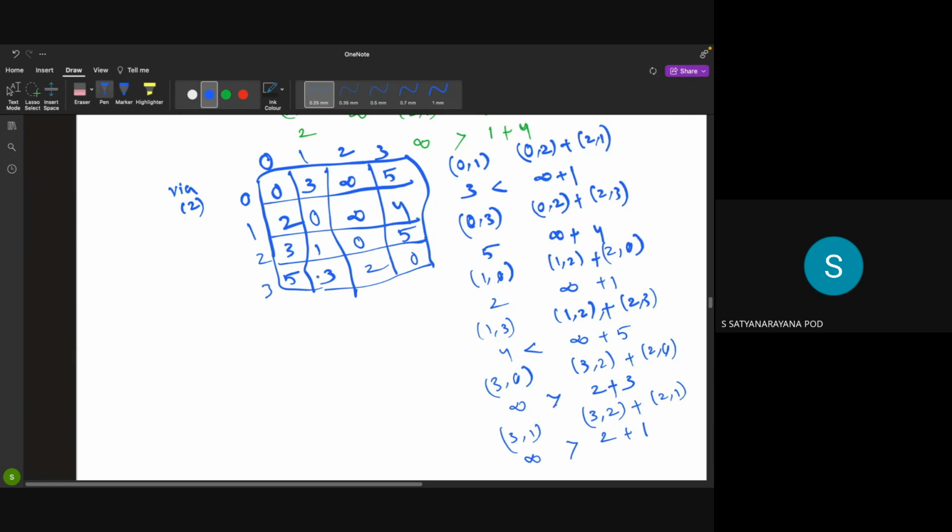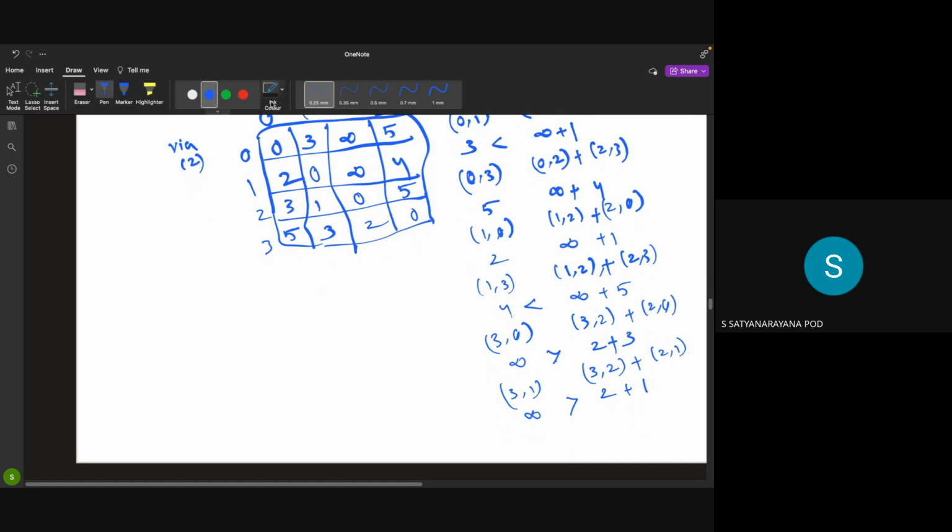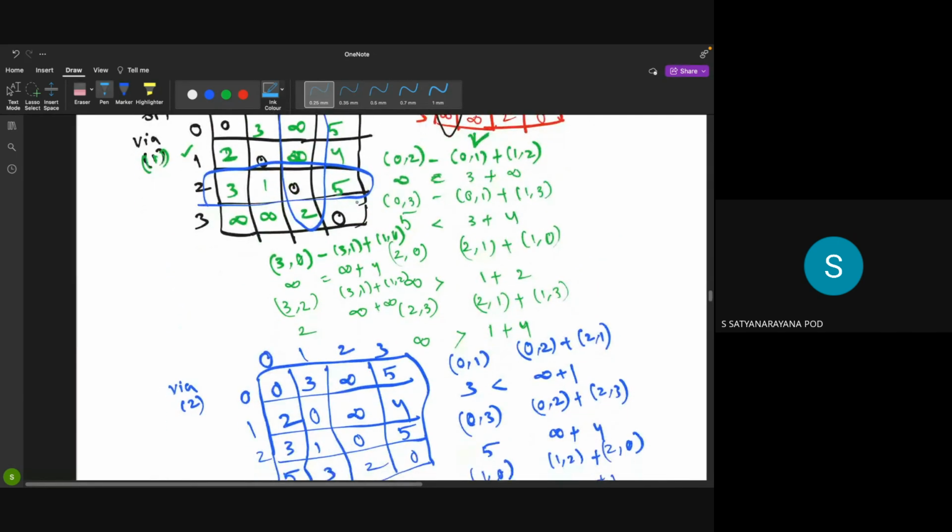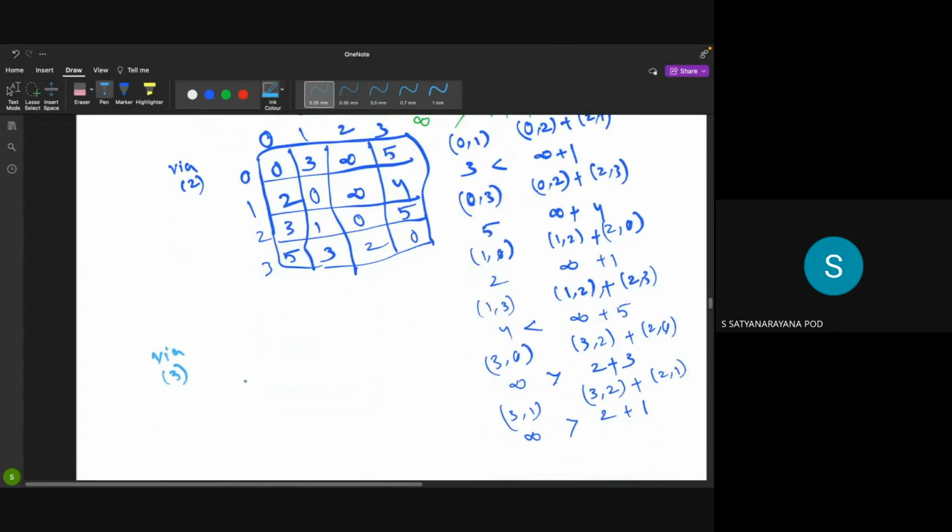And the last one is via 3. Maybe we take a different color for the last one, maybe something like this. Yes, this is via 3. Whenever we do via 3, we get the final matrix. Once you get the final matrix, we try to get the existing values from the earlier matrix. Second row is copied. The third row we are copying as it is from the previous one, this one and this one we copy as it is.